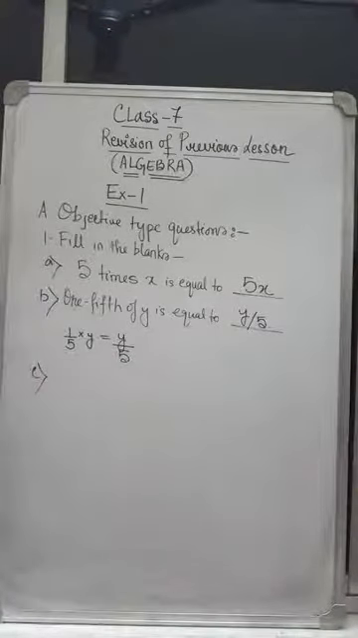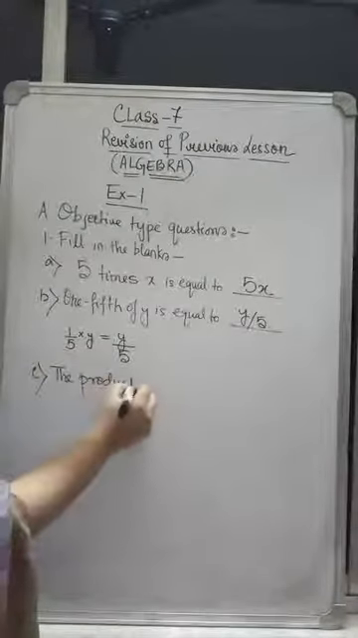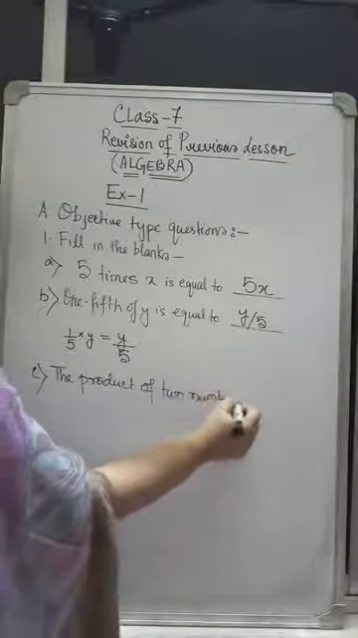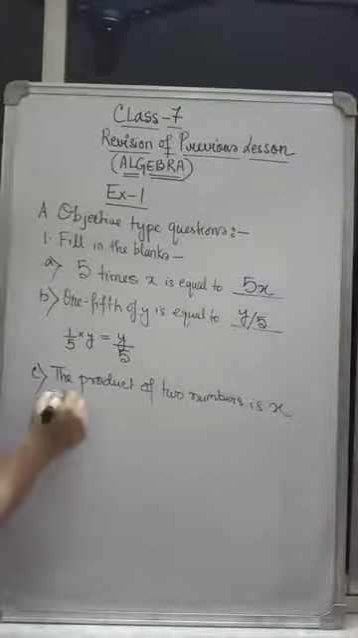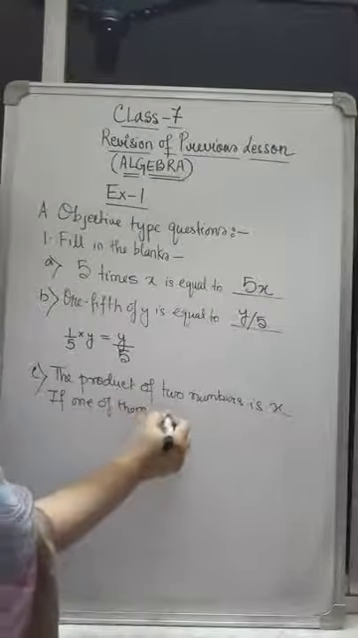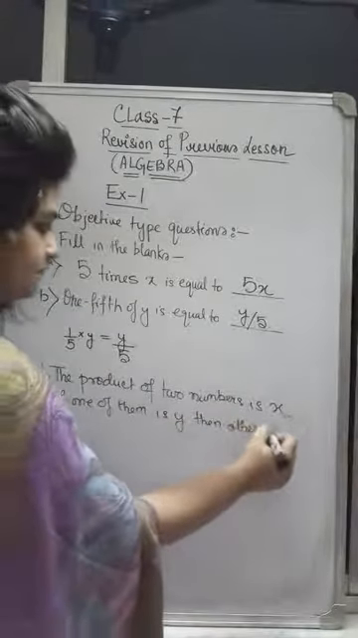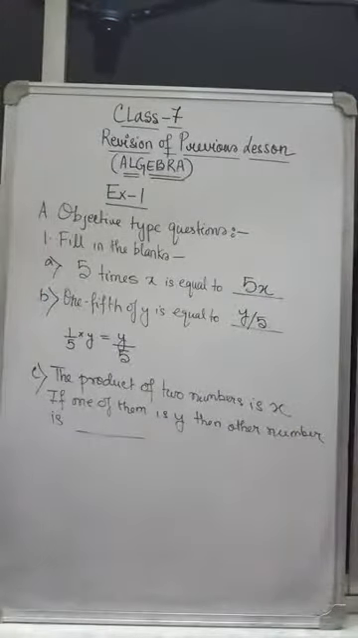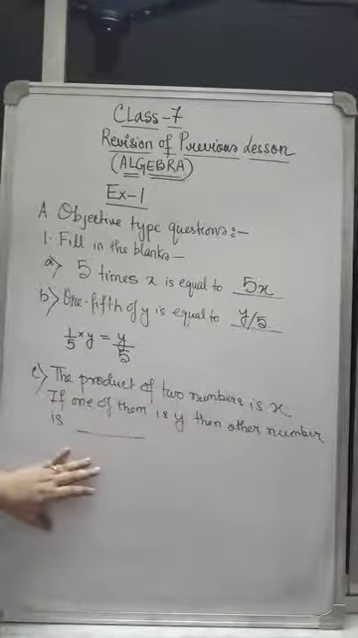C, the product of two numbers. So the product means the multiplied value of two numbers. We don't know the two numbers, the product is x. If one of the number is y, then the other number is. So the product of two numbers is given. So we will solve the fill in the blanks just down to it.